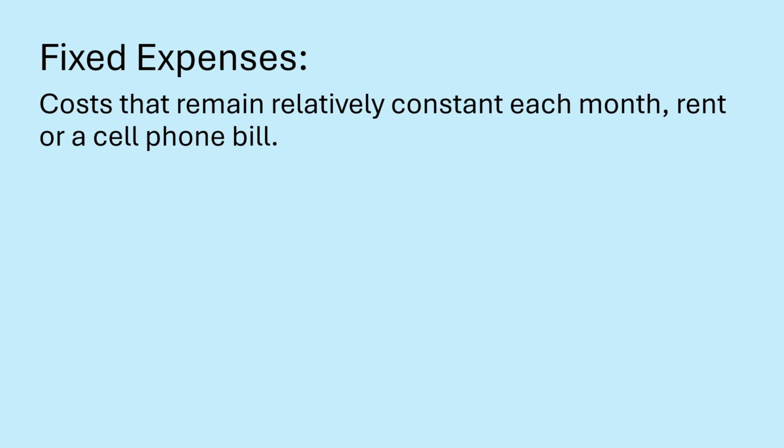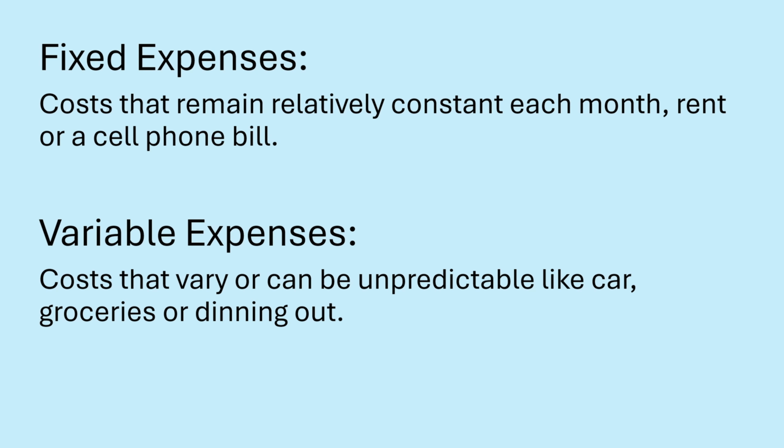$1,275. Fixed expenses: costs that remain relatively constant each month. Example, rent or a cell phone bill. Variable expenses: costs that vary or can be unpredictable, like car, groceries or dining out.